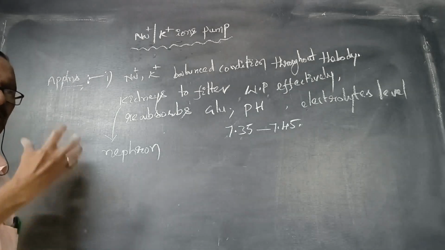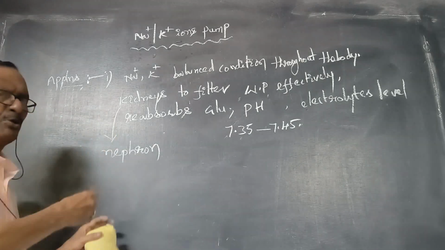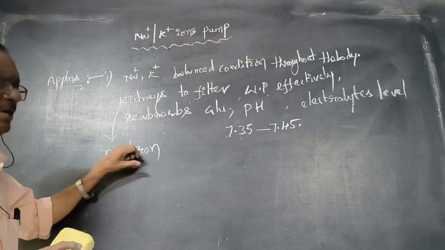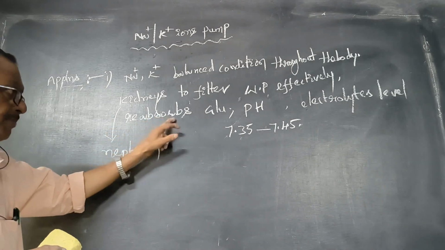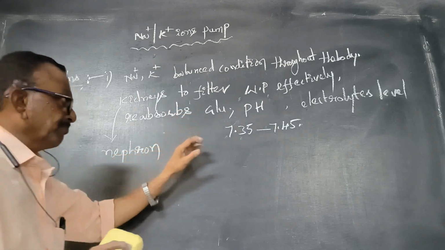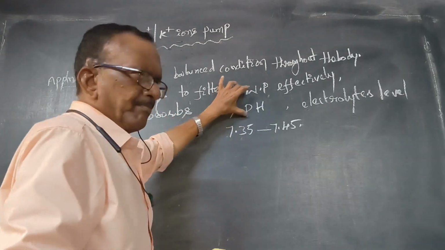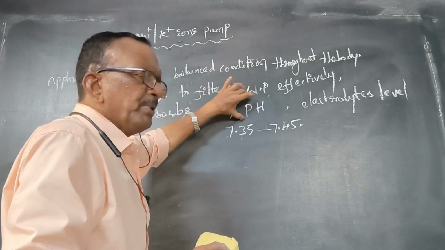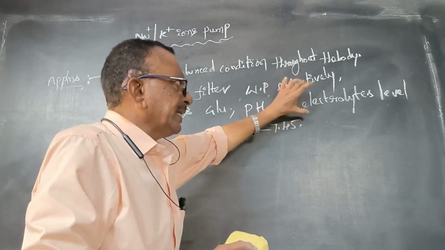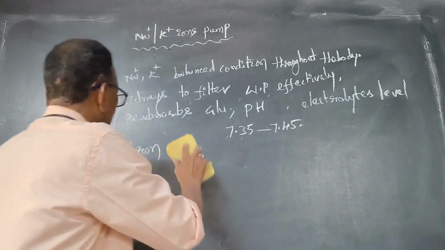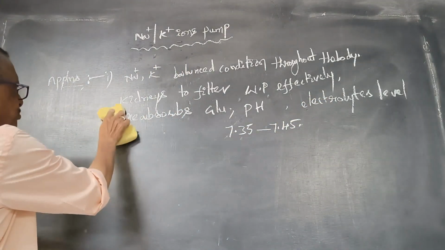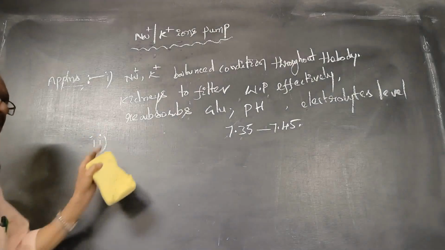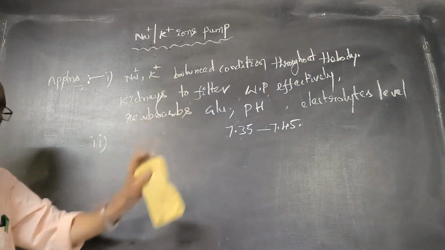It is having Bowman's capsule, so the filtration process is going on there itself. The nephrons will absorb the glucose that is present in the blood. Then they will maintain the ion balance, which maintains a proper pH of blood as well as electrolyte levels. This is the first aspect. Now I am moving to the second point in the application of this sodium potassium pump.